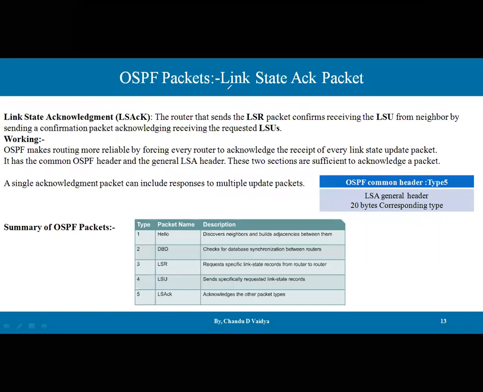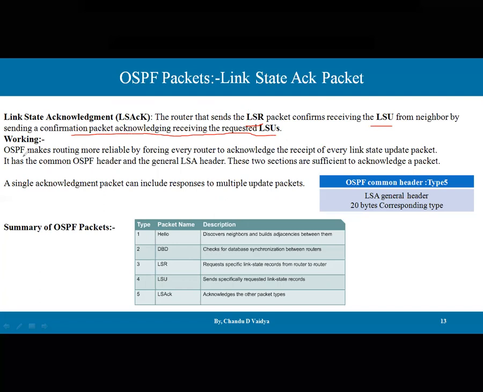Then the last packet is the link state acknowledgement packet. The router that sent the LSR, that is the request packet, confirms receiving the LSU once it gets the updated packet from the neighbor, by sending the confirmation packet acknowledging receipt of what was requested. So this is the confirmation of that updated packet, for which the request was made earlier.